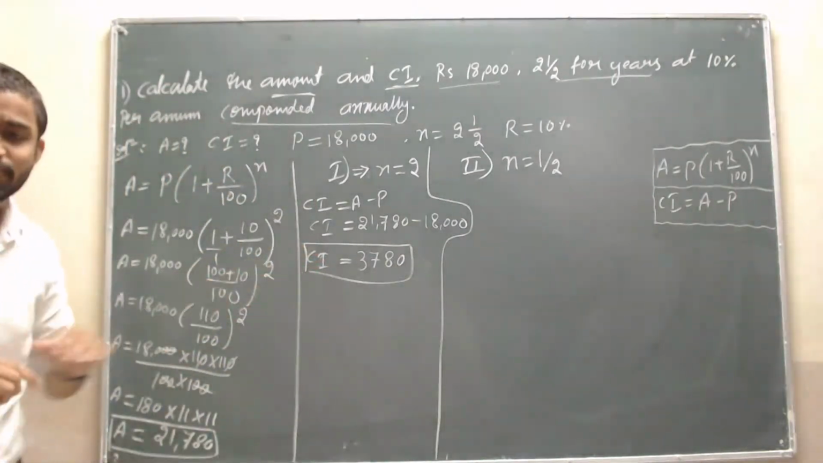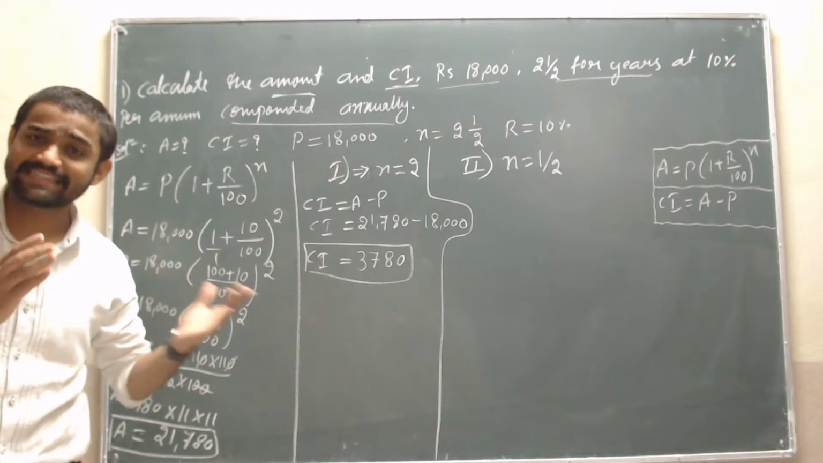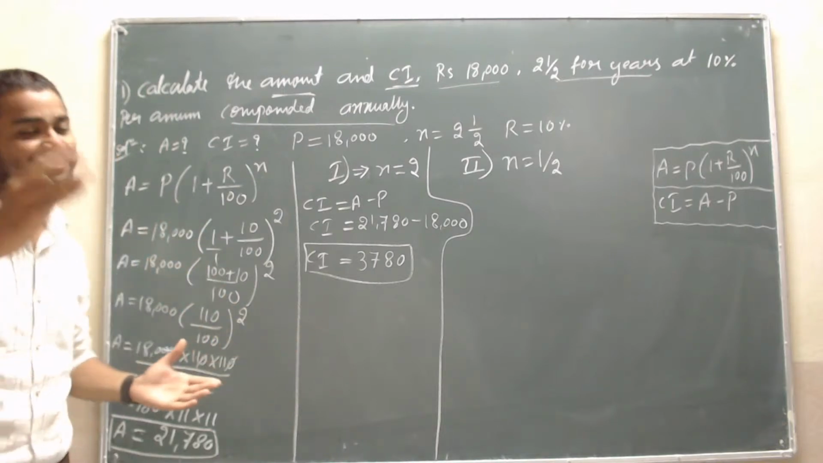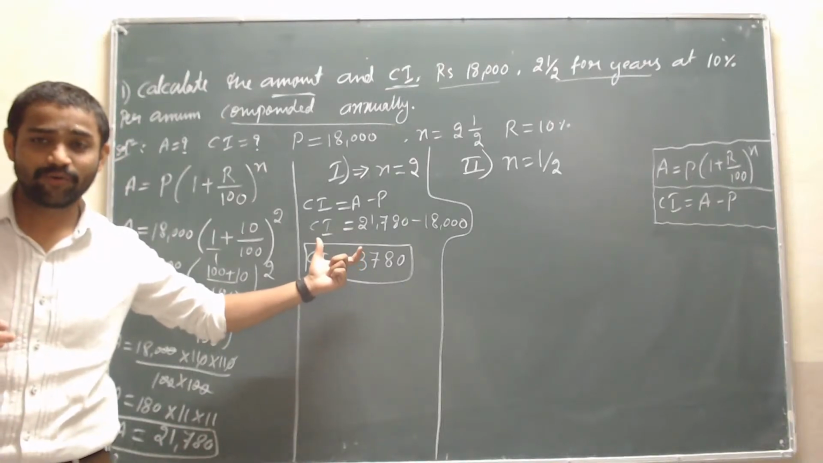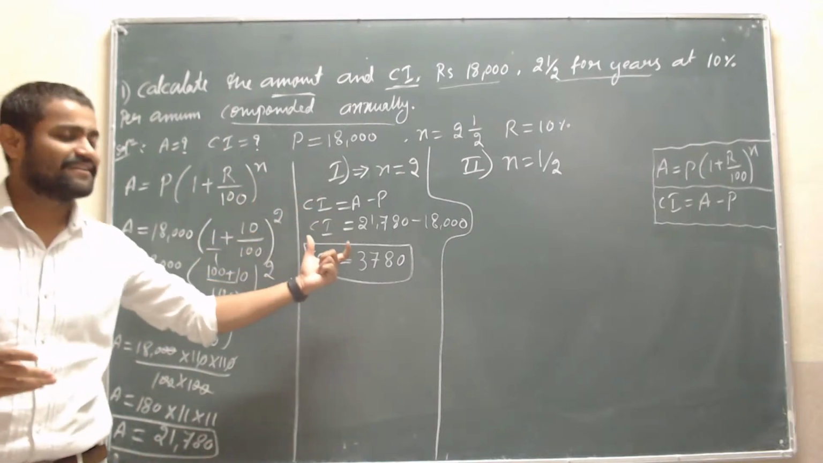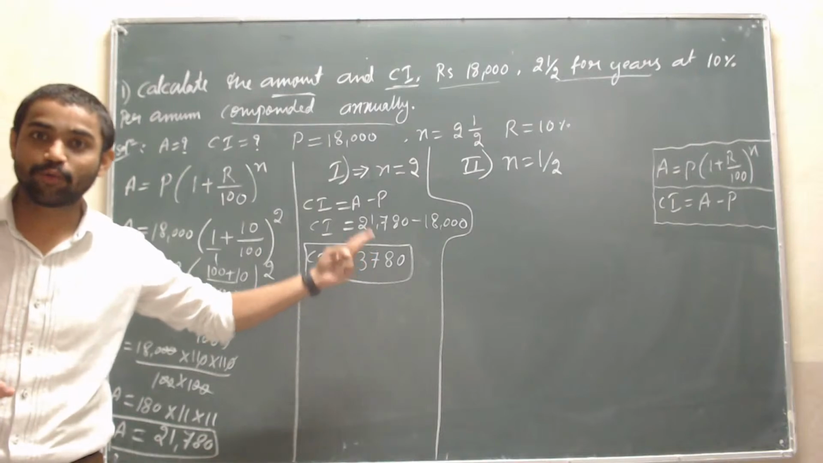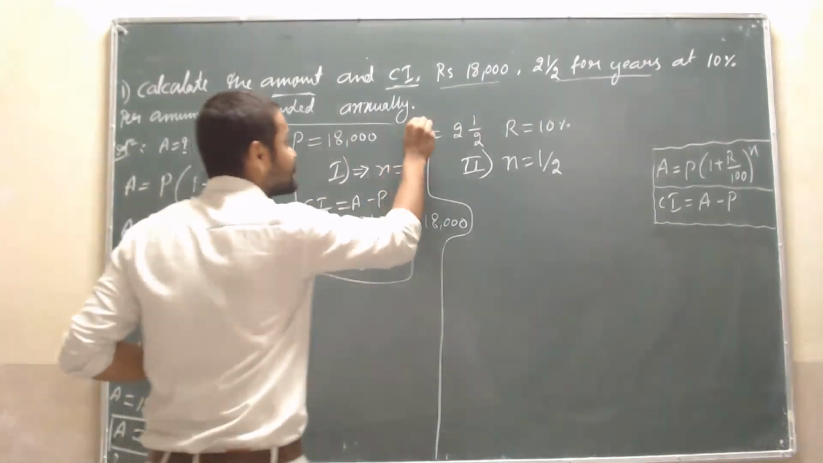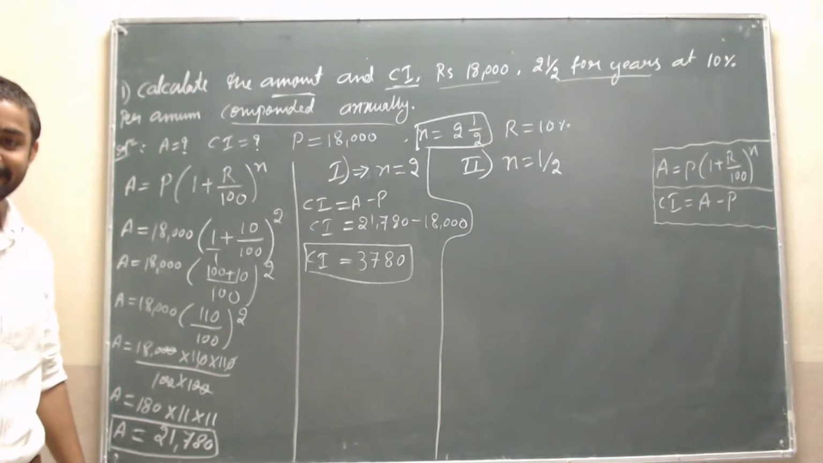Is this the answer, students? Yes, now 3,780 is the answer. No, sir, it is only for 2 years, isn't it? This compound interest is only for 2 years. What about the half year? Here the time period is given as 2.5 years, isn't it?